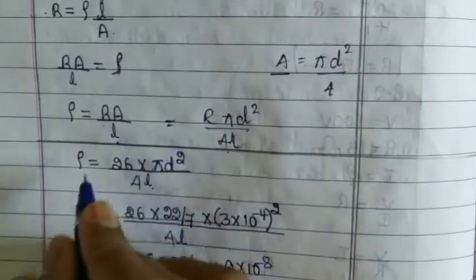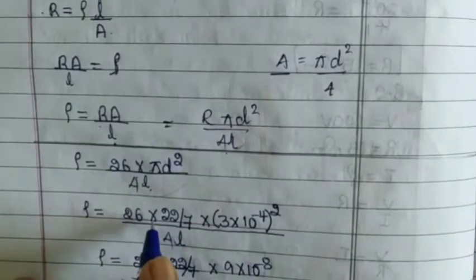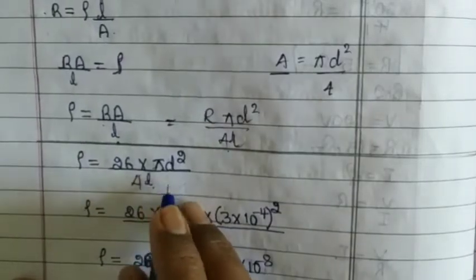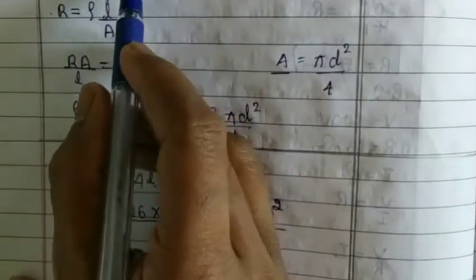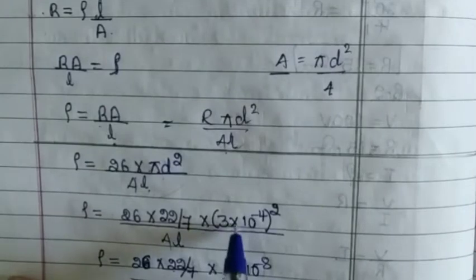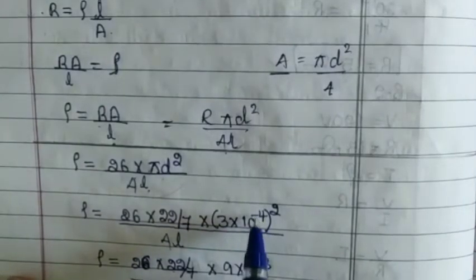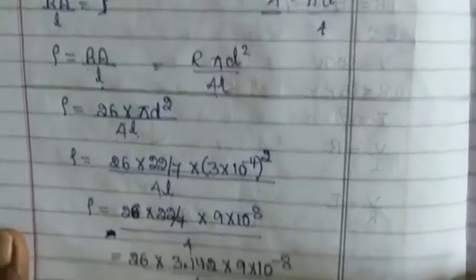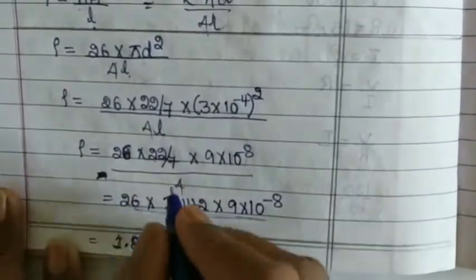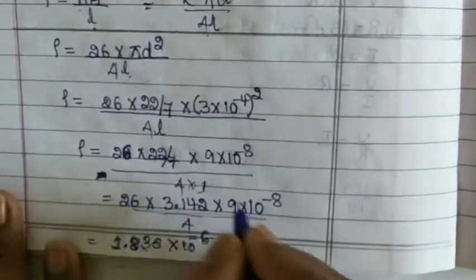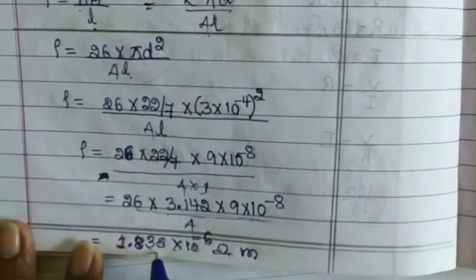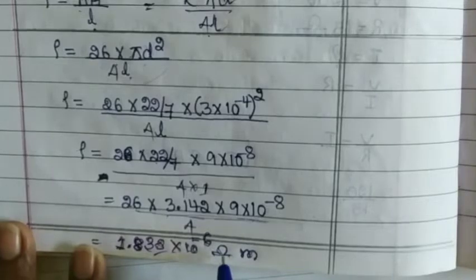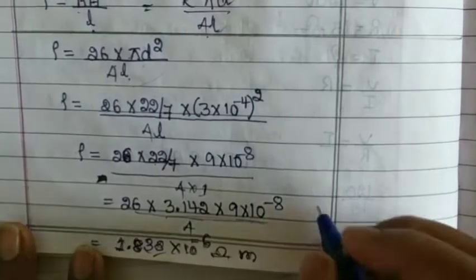Now substitute all the values here. 26 into 22 by 7 into d. Diameter of the metallic wire is given, you know. Now substitute here 3 into 10 to the power of minus 4, whole to the power 2, divided by 4 into L. Now substitute all the values and simplify here. We get 1.838 into 10 to the power of minus 6 ohm meter.